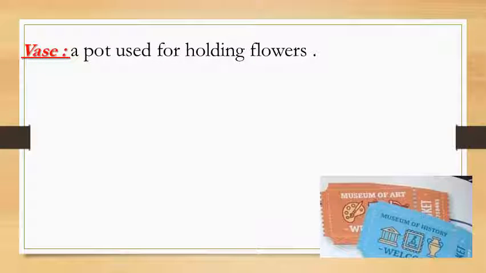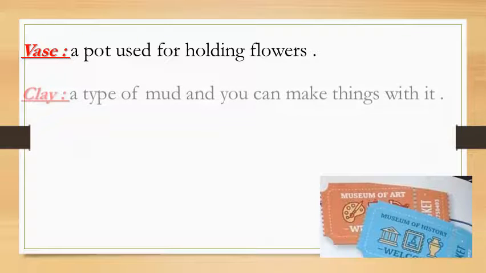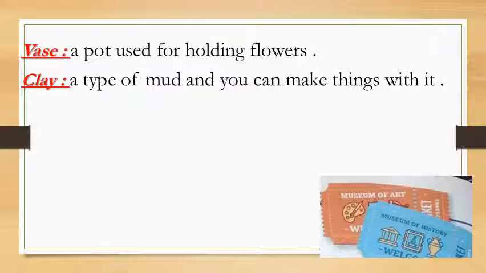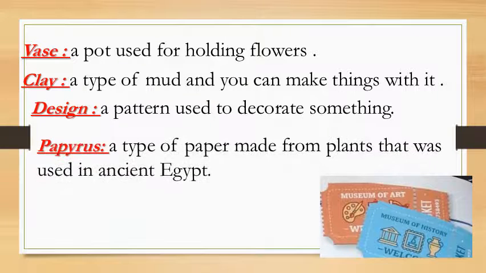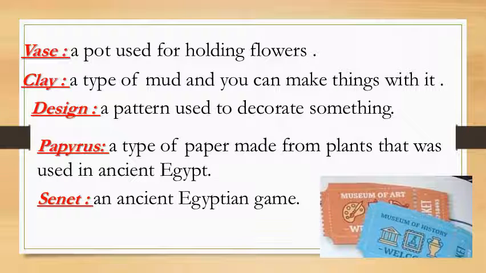Vase, a pot used for holding flowers. Clay, a type of mud, and you can make things with it. Design, a pattern used to decorate something. Papyrus, a type of paper made from plants that was used in ancient Egypt. Senet, an ancient Egyptian game.